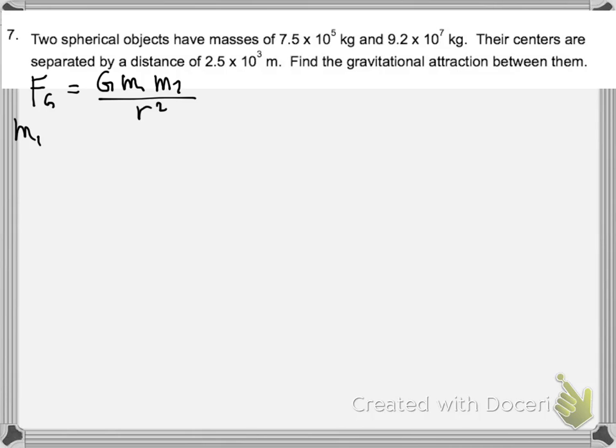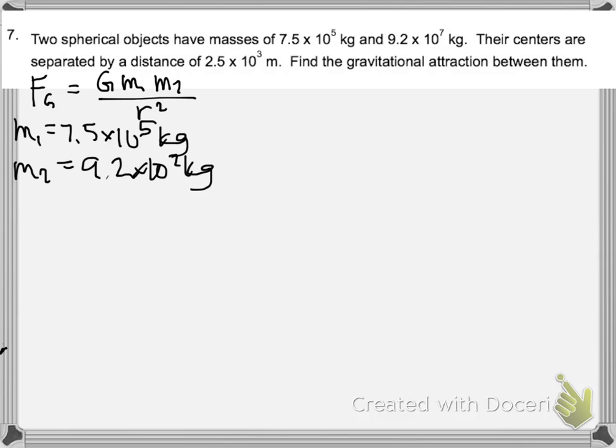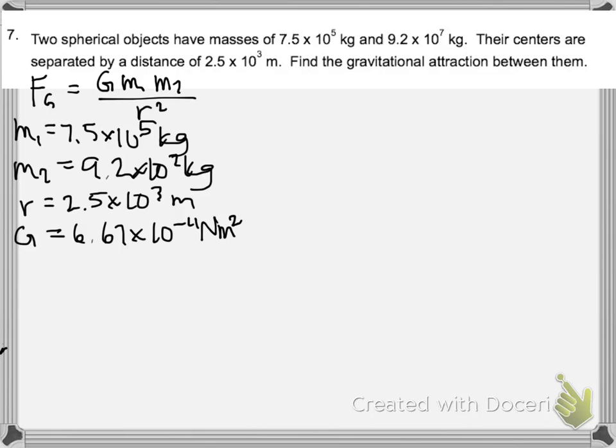Again, they give us information in the problem. They tell us that our mass 1 is 7.5 times 10 to the 5th kilogram. They tell us that our mass 2 is 9.2 times 10 to the 7th kilogram. And they tell us that our radius is 2.5 times 10 to the 3rd meter. And again, we know G is 6.67 times 10 to the negative 11th Newton meter squared per kilogram squared.